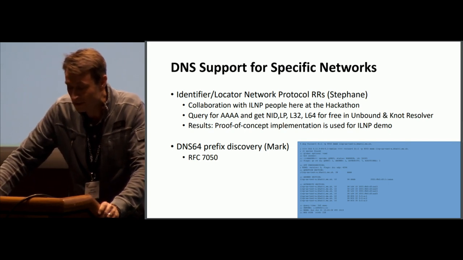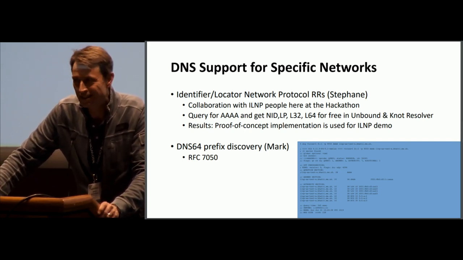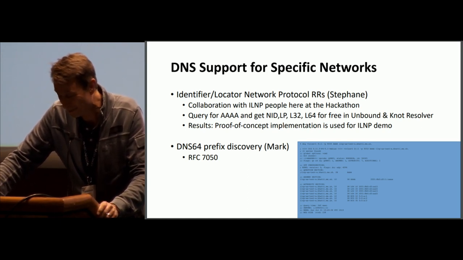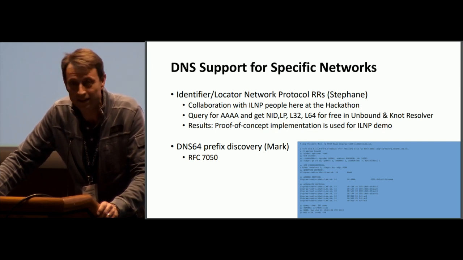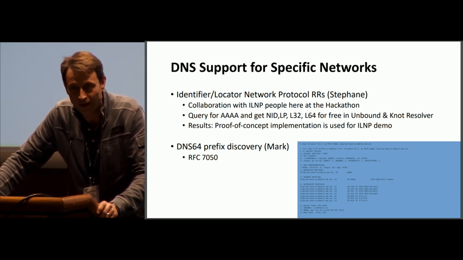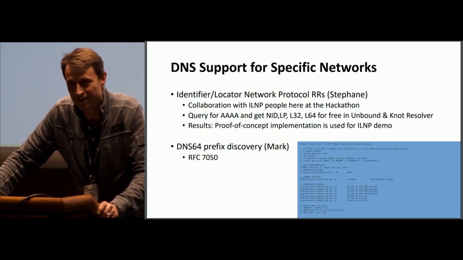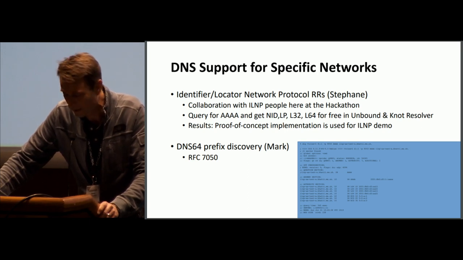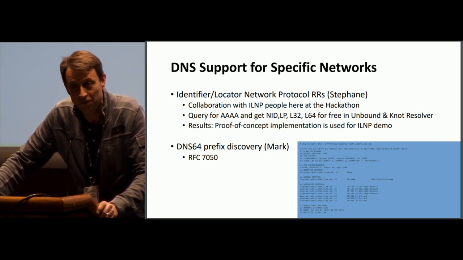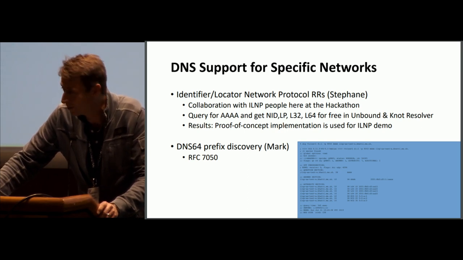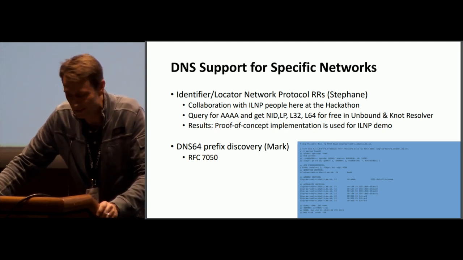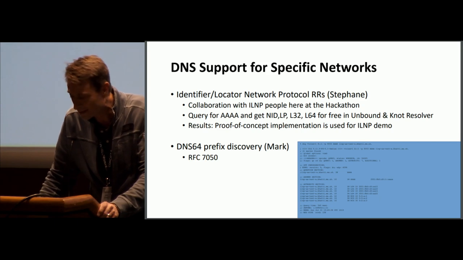Good. The DNS support for specific networks. DNS is kind of the Swiss army knife of the internet. Of course, I'm working on DNS, so I have some specific view on this. For ILP, presented already, there was some collaboration between Stefan and the ILP group to extend part of the implementation of DNS to work with an identifier-locator split. And in some other situations in an IPv6-only setting, where you ask for a AAAA but there's only an A record, there has to be some middlebox that does some translation. So there's the DNS64 prefix discovery by Mark, implemented in BIND.